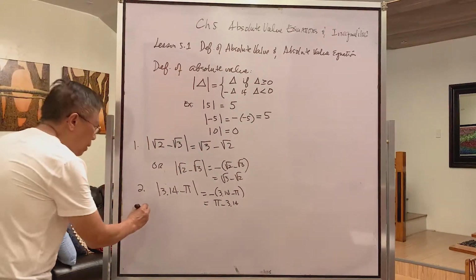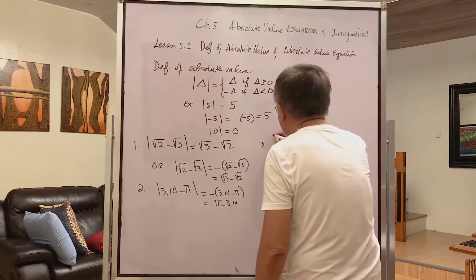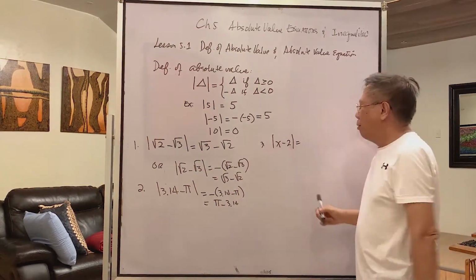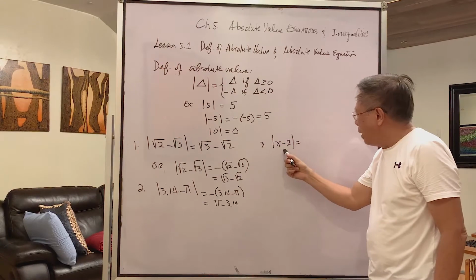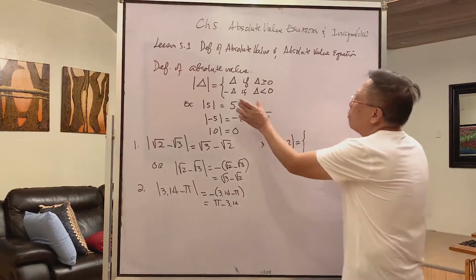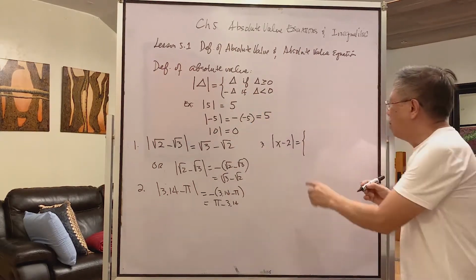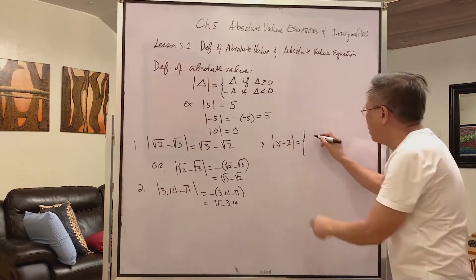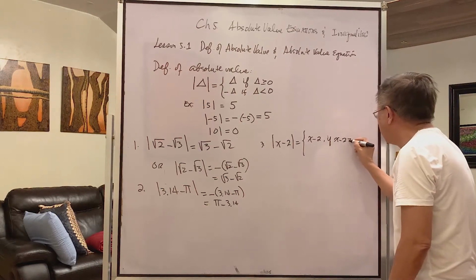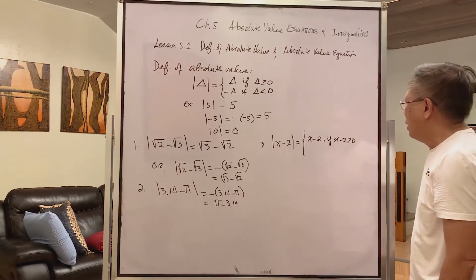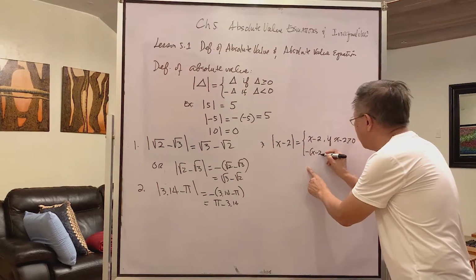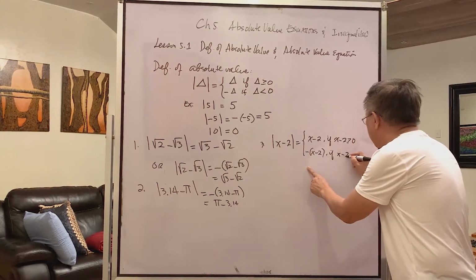Okay? Now, what about if we have here absolute value of x minus 2? In this expression, we do not know what x minus 2 is. So therefore, we are going to define it as we have defined this expression here. The absolute value of x minus 2 will be itself, provided this difference is greater or equal to 0. And it will be the negative of itself if that difference is less than 0.